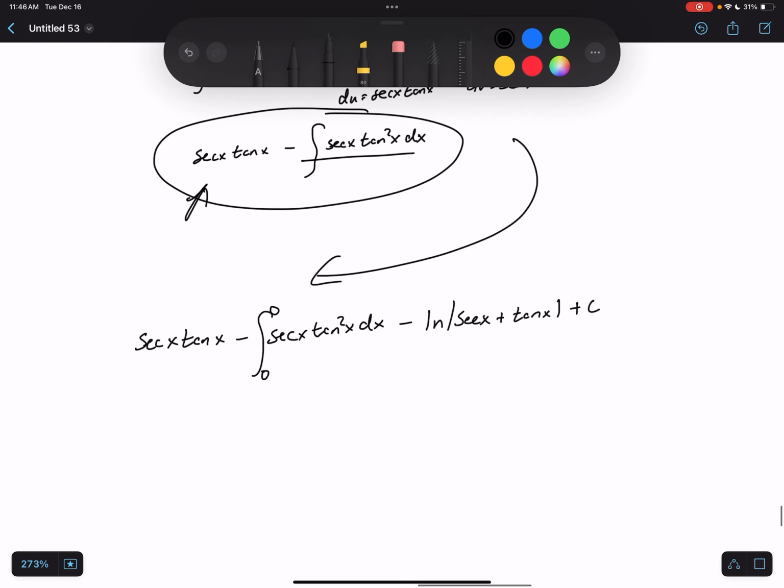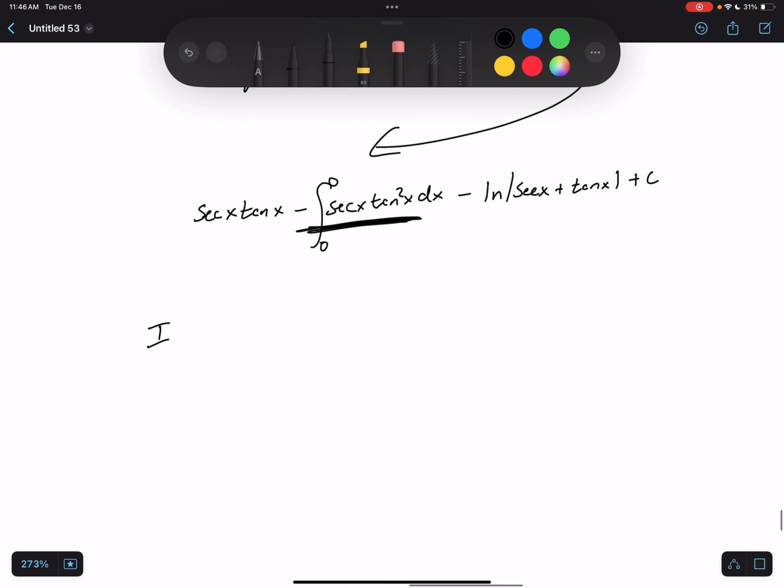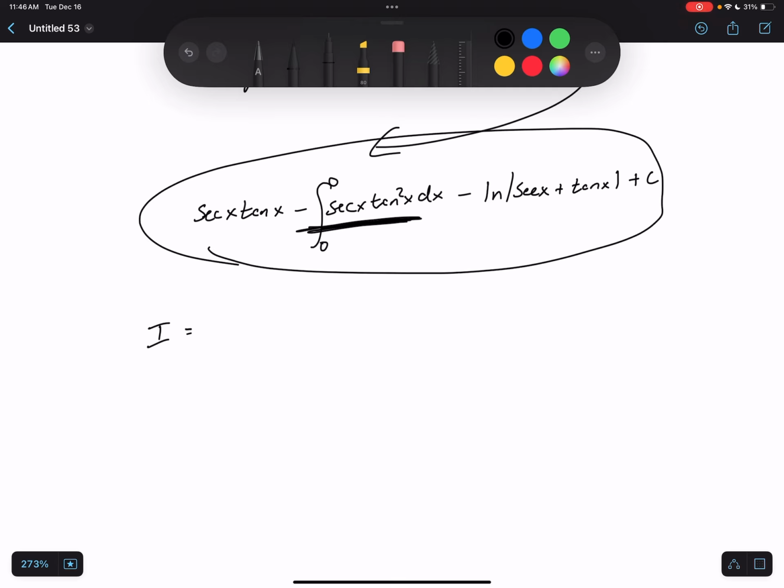Now remember that this here is the integral that we were working on at the very beginning as well. So we can say the original integral, I, equals all of this here. And we'll also replace this integral here with I, because it is effectively the same. So we'll rewrite the whole thing: secant x tangent x minus I minus the natural log of the absolute value of secant x plus tangent x plus a constant.